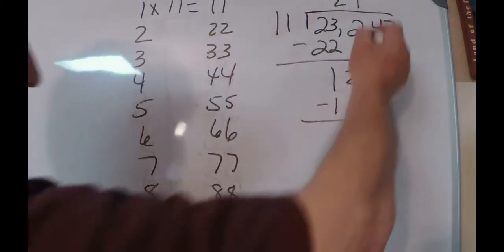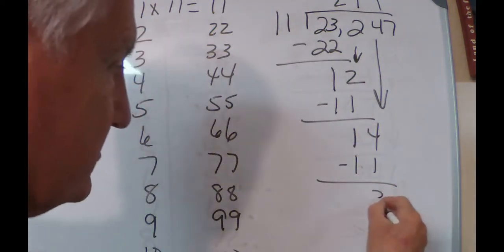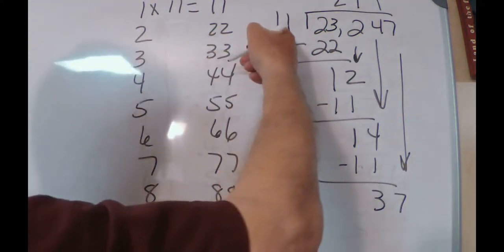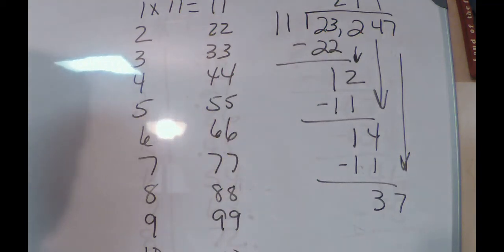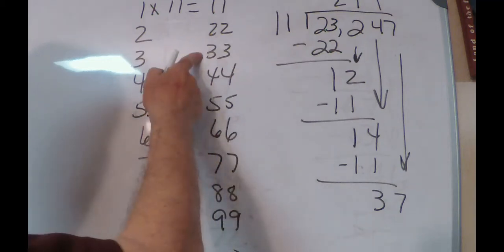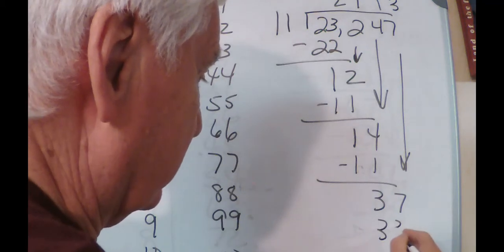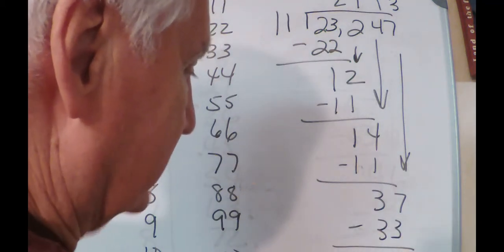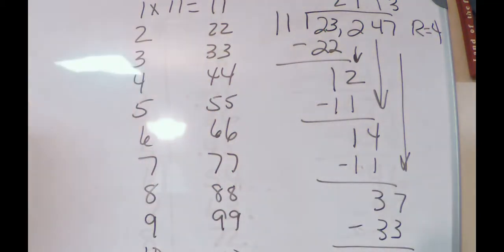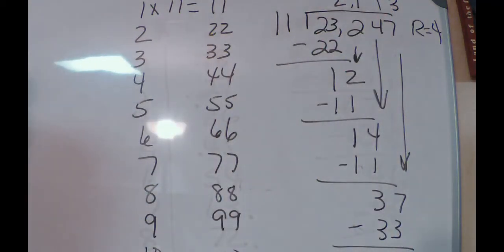11 goes into 14 only 1 time. 14 minus 11 is 3. I bring down my 7. And now I have to figure out how many times does 11 go into 37. Well, if I go to 4, 44 is more than 37, so I have to go back 1. That's going to be 3. 3 times 11 is 33. I subtract it. That's going to leave me with a remainder of 4. 2,113 with the remainder of 4.